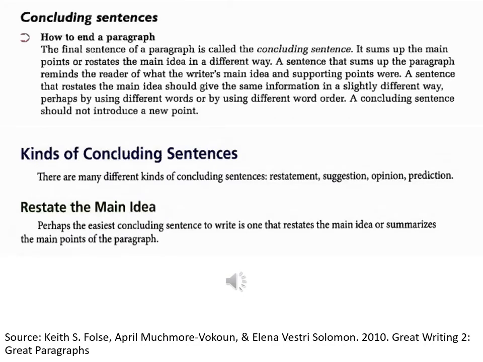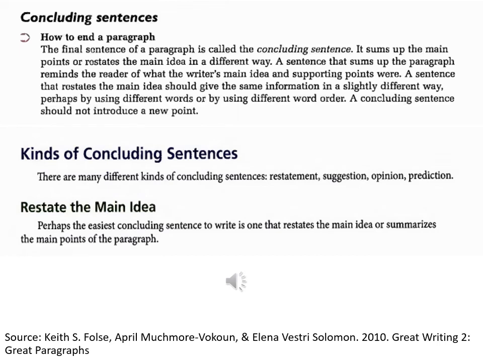Concluding sentences. How to end a paragraph. The final sentence of a paragraph is called the concluding sentence. It sums up the main points or restates the main idea in a different way. A sentence that sums up the paragraph reminds the reader of what the writer's main idea and supporting points were. A sentence that restates the main idea should give the same information in a slightly different way, perhaps by using different words or by using different word order. A concluding sentence should not introduce a new point.